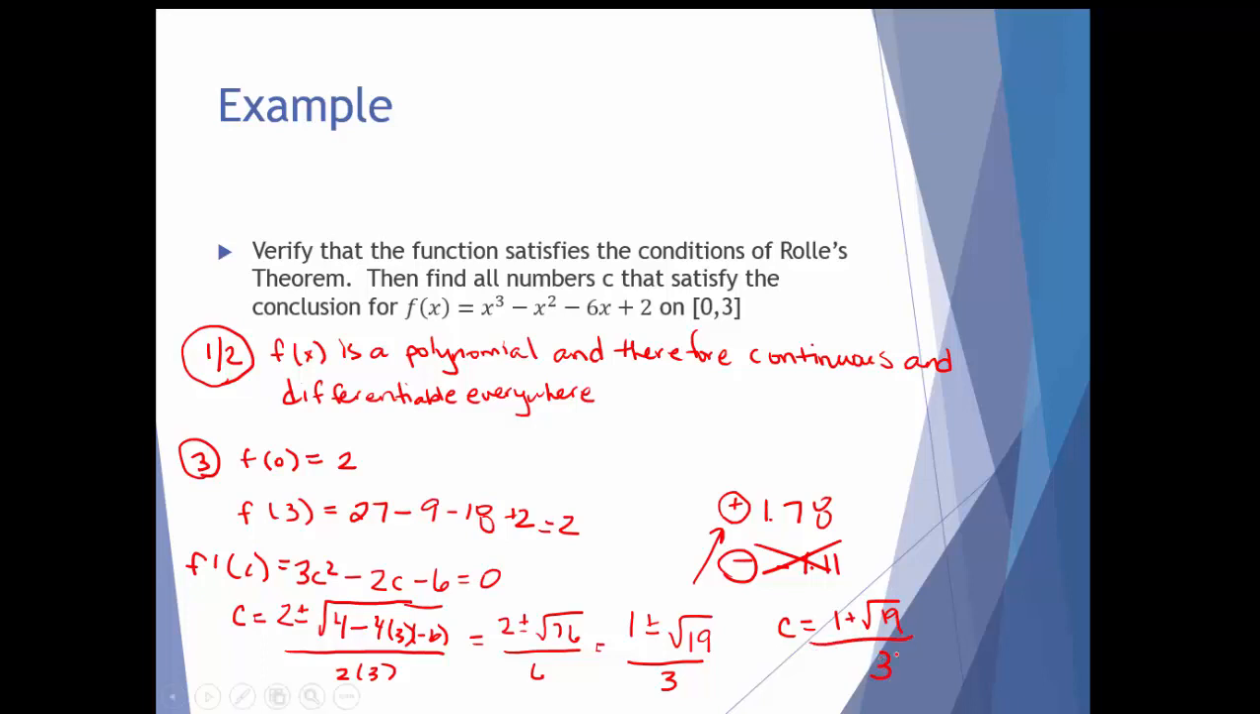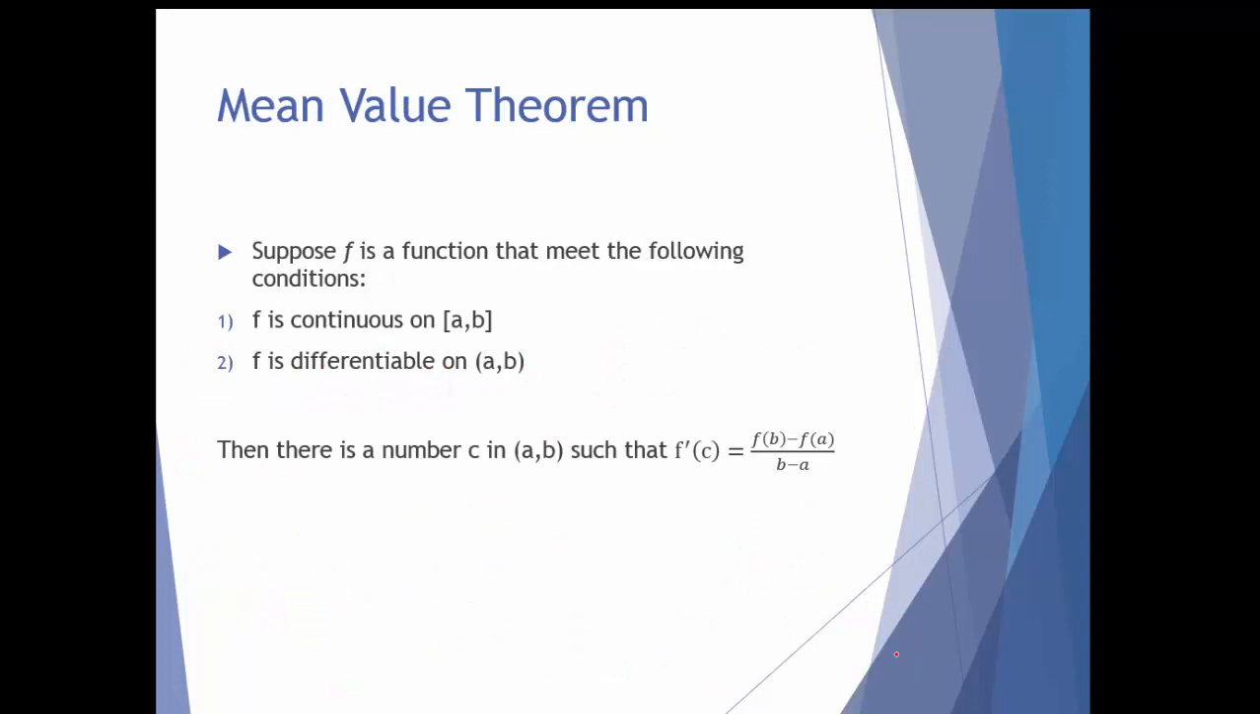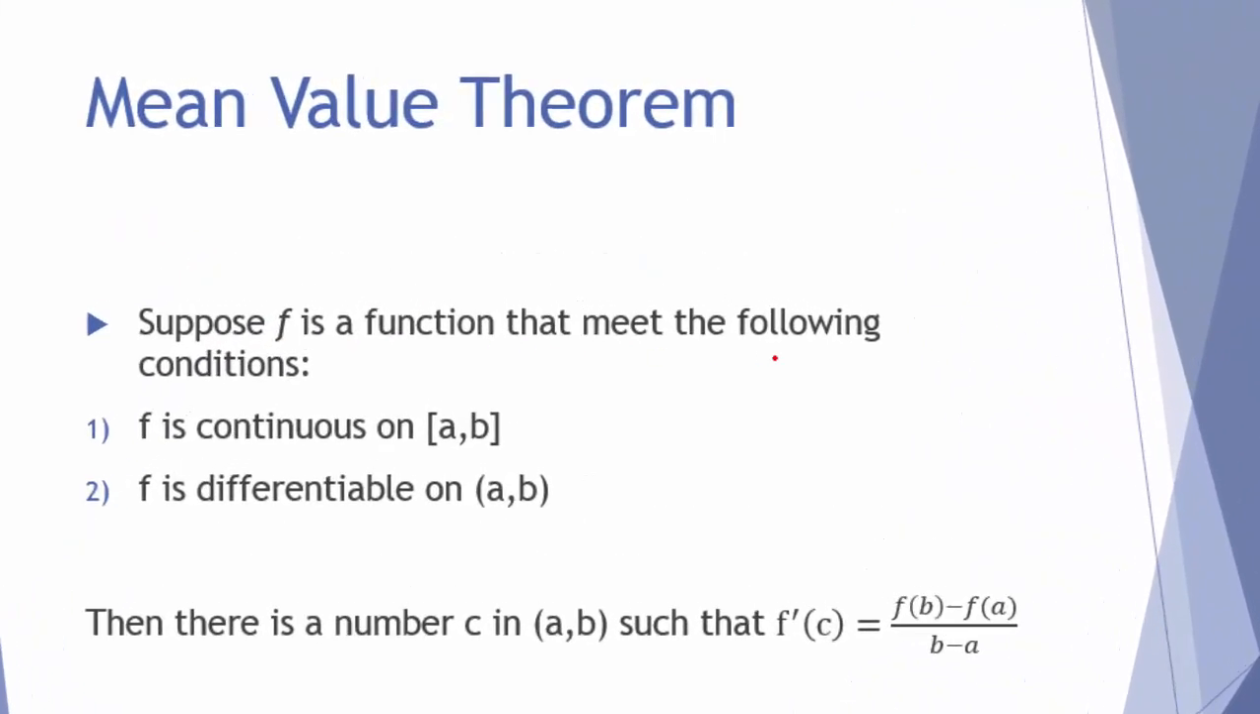And that's our c. So once we've discussed Rolle's theorem, now we can talk about the mean value theorem. And when you read it, you'll see why we start to talk about these at the same time. Suppose f is a function that meets the following conditions. f is continuous on [a, b], and f is differentiable on the open interval (a, b). So it's got the same first and second requirements. It's got to be continuous on the closed interval, and it's got to be differentiable on the open interval.